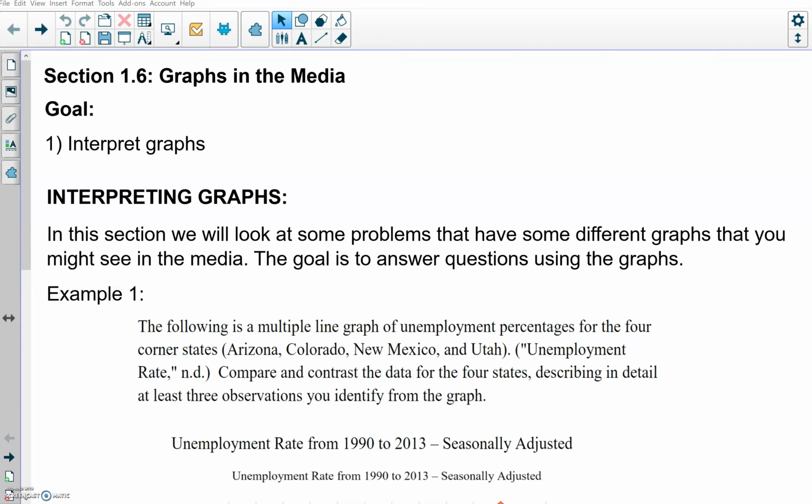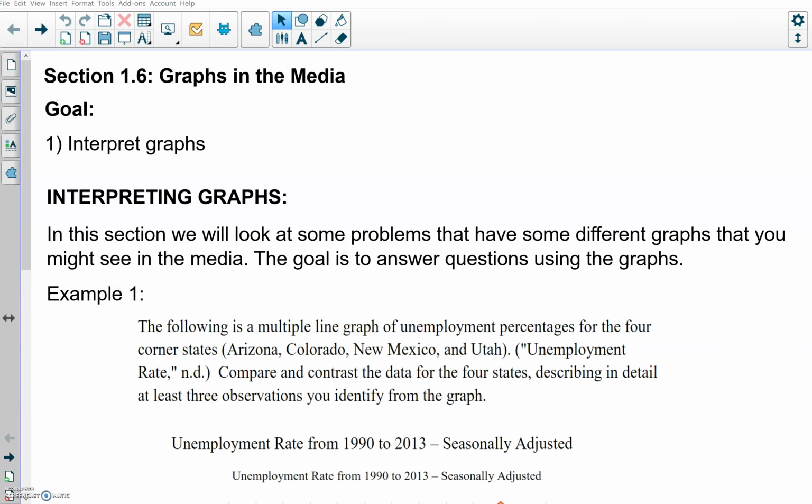Some graphs are done better than others. Some can be actually very misleading in the way they're done. And really the goal in this section is just to look at a couple of graphs and interpret them. Then you'll see in the homework a different type of graph that you'll have to interpret. But overall, being able to take information out of the picture is a good skill to have.